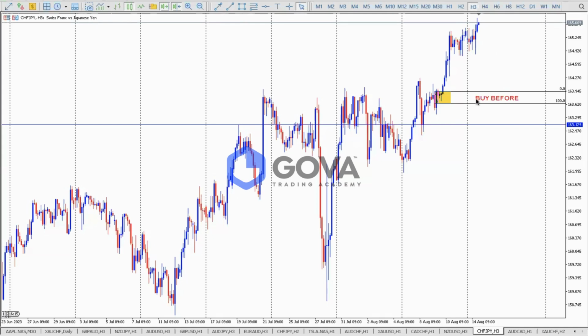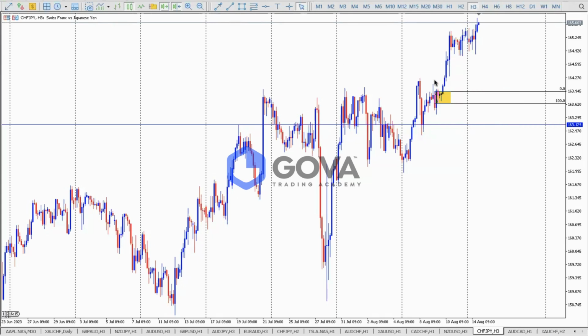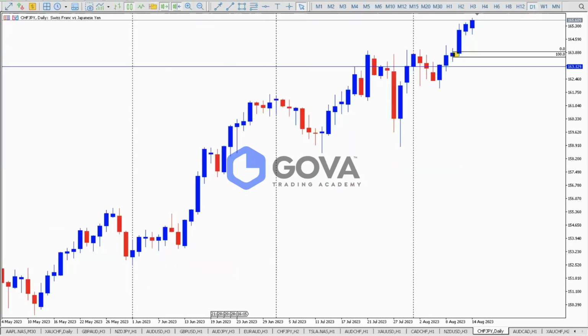Now that is it on this CHF JPY. I believe you are able to see the formation. You see this is a buy trade formation here, and the formation is on a bullish candlestick on the D1. It is sitting exactly at the demand zone of this bullish candle. All right, so that is it, guys. That is it on this zone.